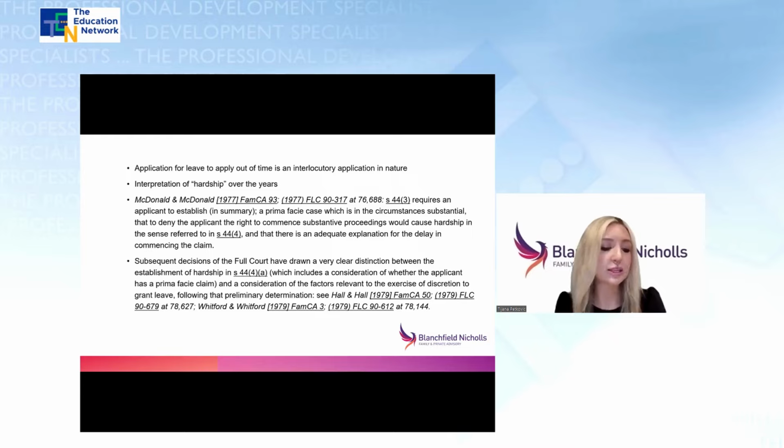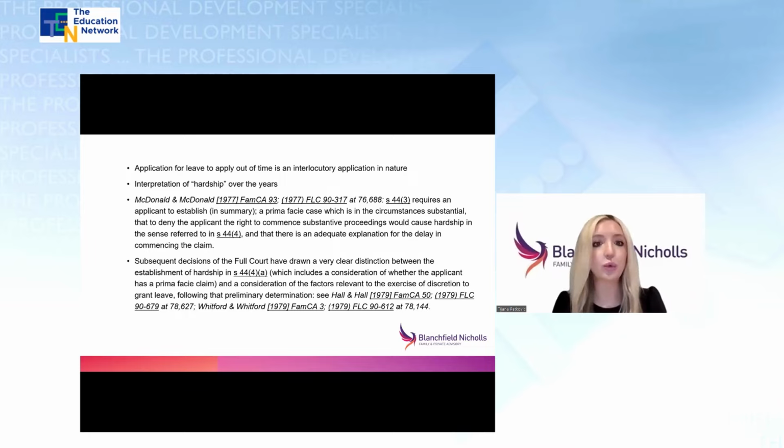One of the first authorities is the case of McDonald, which is a 1977 decision. And in that case, the court held that Section 44(3) requires the applicant to establish in summary a prima facie case, which is in the circumstances substantial, that to deny the applicant the right to commence the substantive proceedings would cause hardship in the sense referred to in Section 44, subsection 4, and that there is an adequate reason and explanation for the delay in commencing the claim.